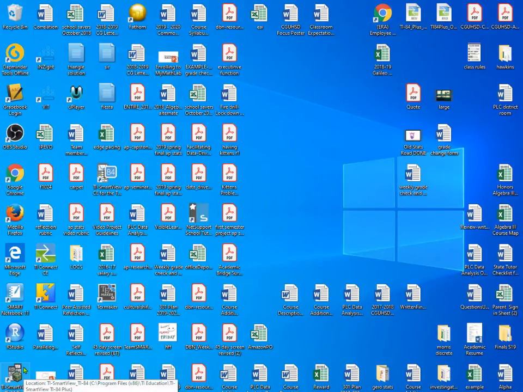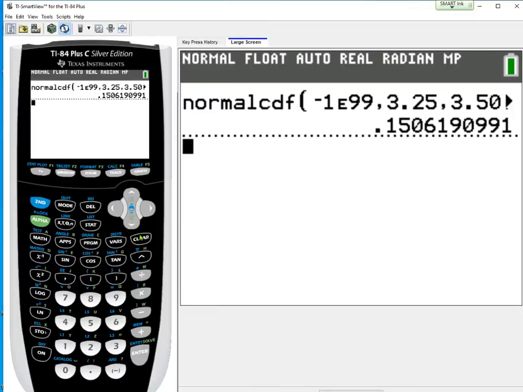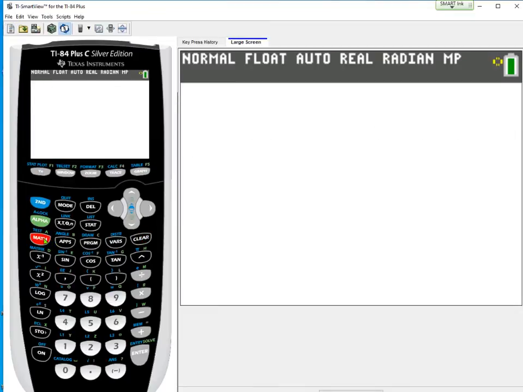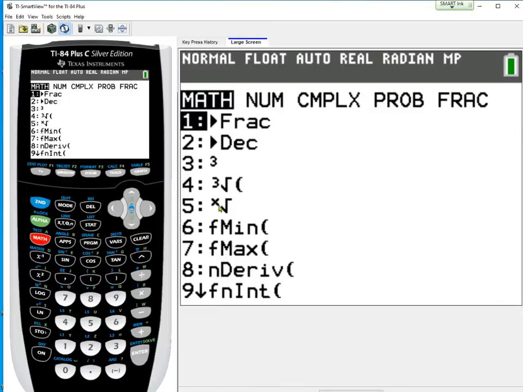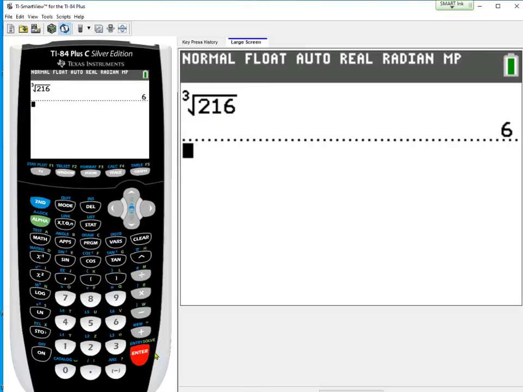All right, let's carry on. So I want to do the third root of 216. So clear. I'm going to go over to math, and then you should see this one right here, with the little x. That's going to let you plug in whatever root you want. It's option 5. And I want the third root of 216.